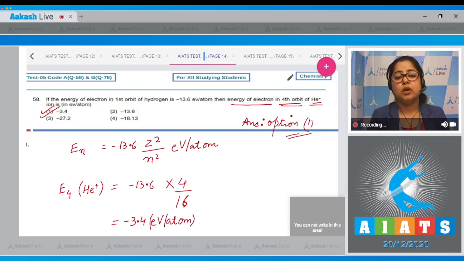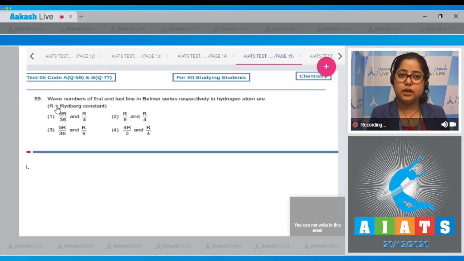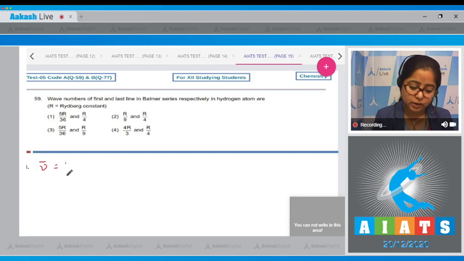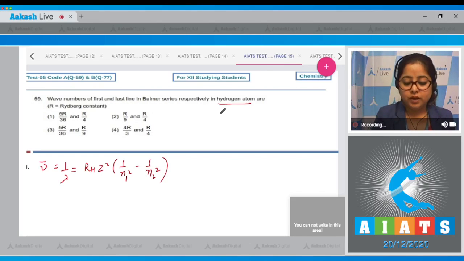Moving to next question, which is question number 59. Let's read the question. The wave number of the first and last line in the Balmer series respectively in a hydrogen atom are, where R is the Rydberg constant. Student, the formula to calculate wave number, nu bar, is equal to 1 upon lambda, which is equal to RH z square into 1 upon n1 square minus 1 upon n2 square. Here we have to calculate for a hydrogen atom, that means z is equal to 1. Also we have to calculate the wave number of the first and last line in the Balmer series.